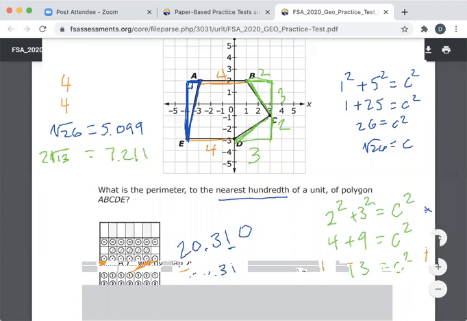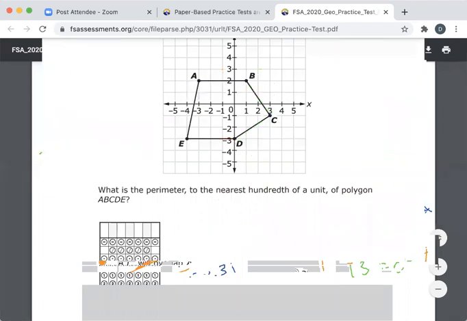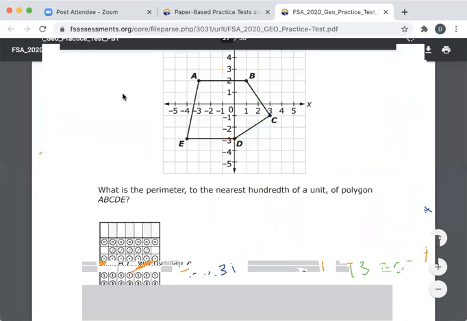So don't round until you're done with the problem, and then round. Otherwise you might get it wrong.